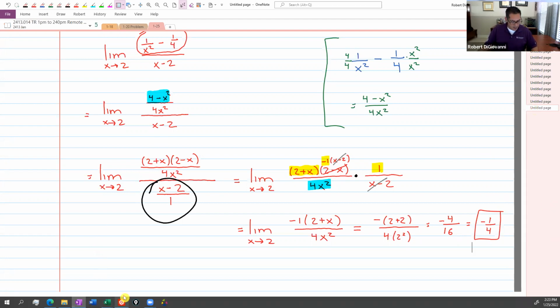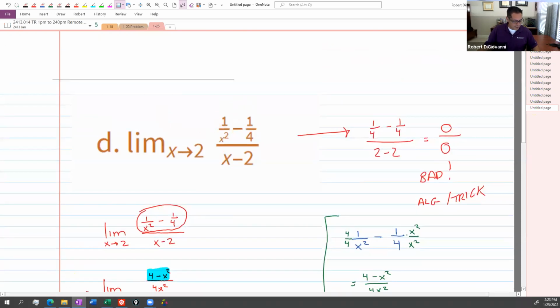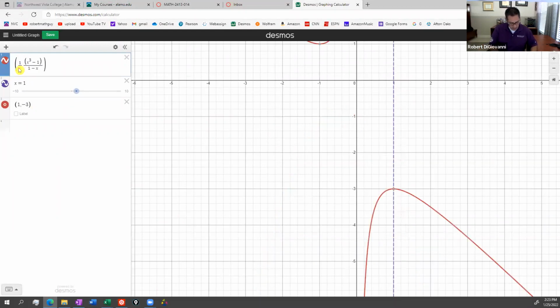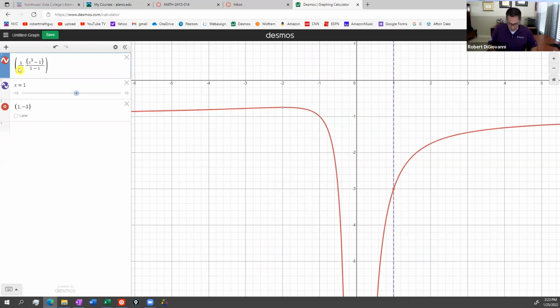All right, let's look at another one. Oh, you know what I wanted to do on this one? I wanted to graph this one, just again to kind of show you that what we're doing is working. It was 1 over x squared minus 1/4.